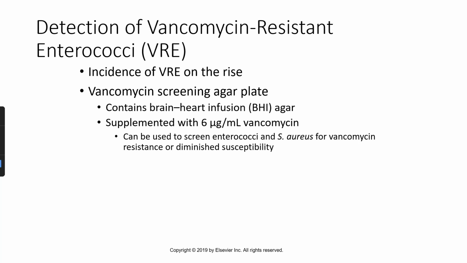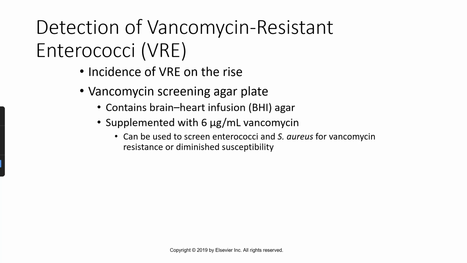Detection of VRE, so vancomycin-resistant enterococci. This is different from vancomycin-resistant Staphylococcus aureus. So VRE incidence is on the rise. If a patient has VRE, the vancomycin-resistant enterococcus has the ability to give that resistance to the Staphylococcus aureus. So if they already have MRSA, then they get VRE, the likelihood of them getting that gene transfer from the enterococcus to the Staphylococcus is high.